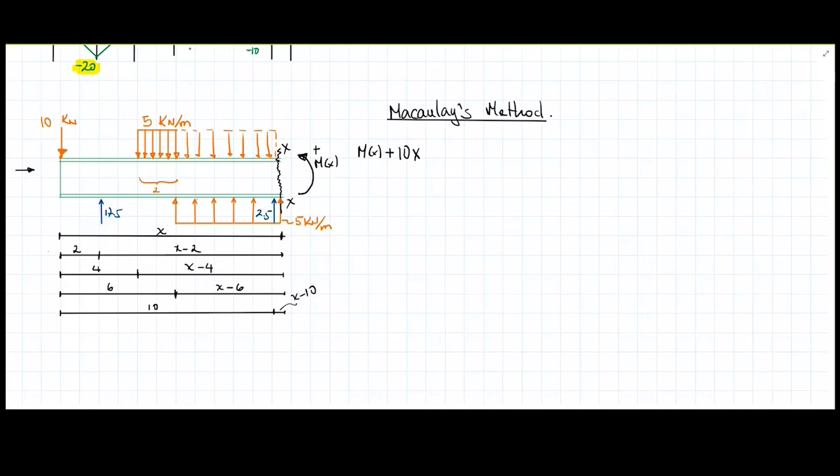Now I have this reaction force on point B that is going to be acting at x minus 2, negative way. So this is going to be 17.5. Now I do use Macaulay's bracket here, x minus 2.